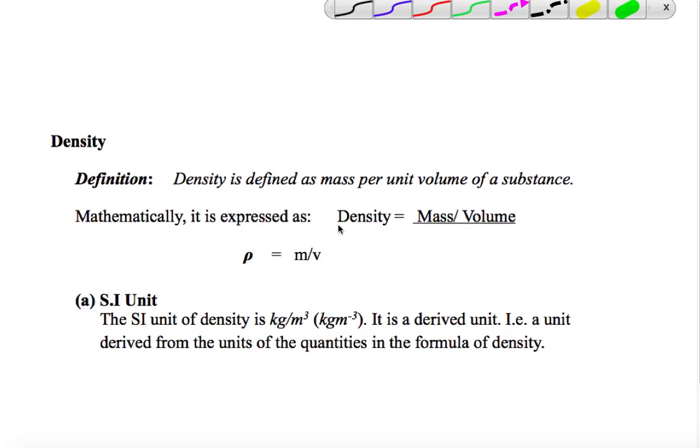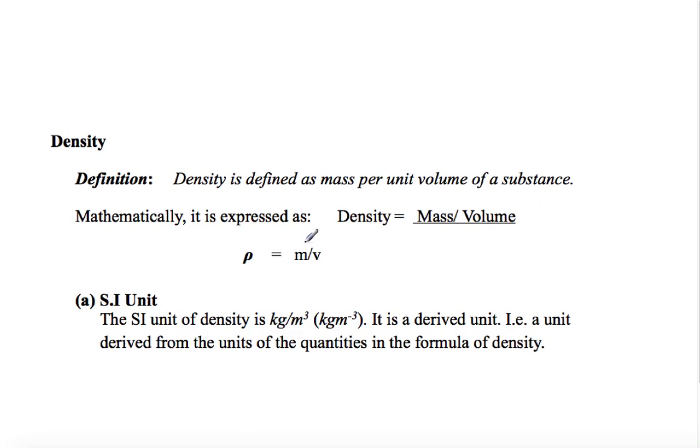Hello everybody, in this lesson we are going to talk about density. Density is the last topic in the measurement chapter. So what is density? Density is defined as mass per unit volume of a substance, and in formula we can express it as density equals mass over volume.